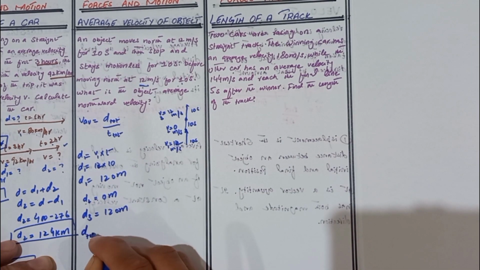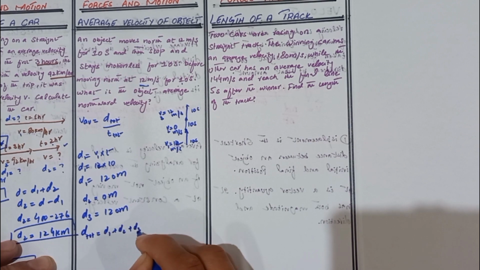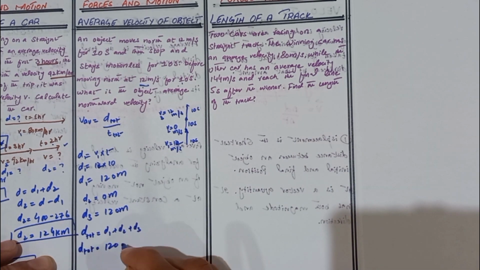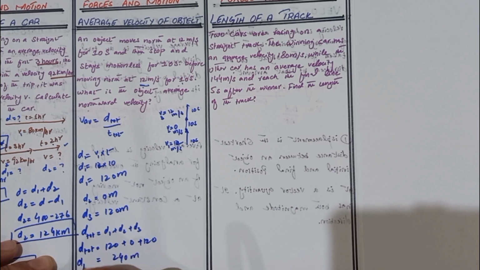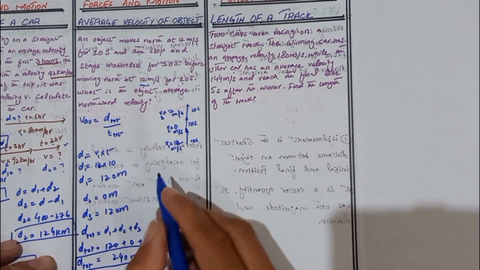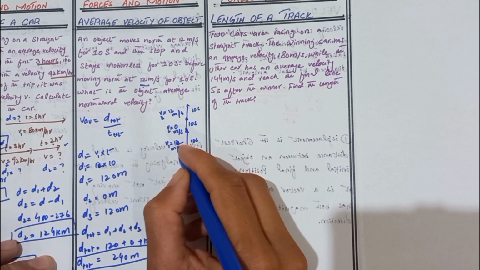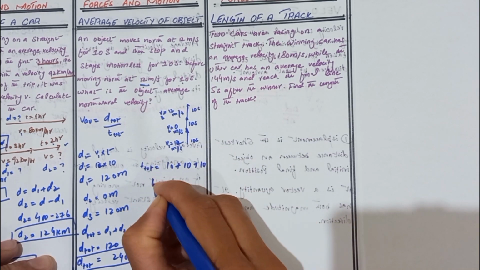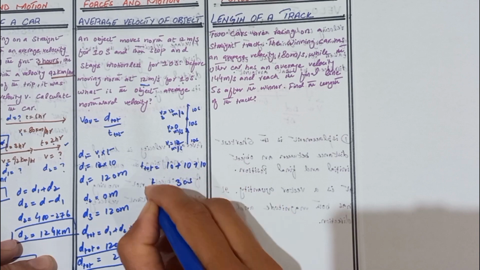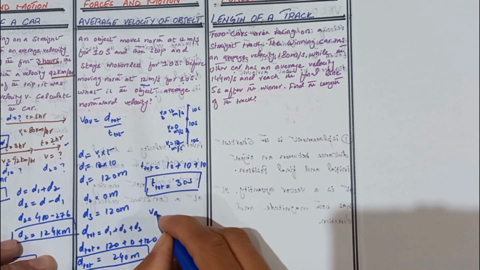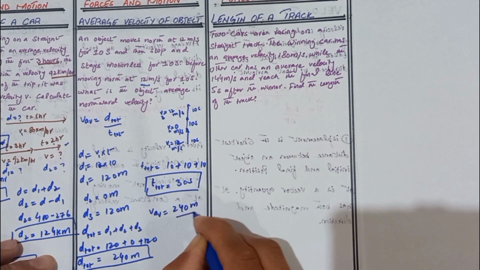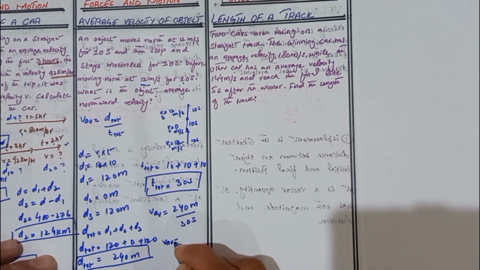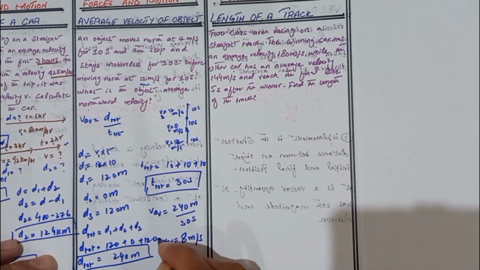So d total is equal to d1 plus d2 plus d3. So d total is equal to 120 plus 0 plus 120 that is equal to 240 meters. Now we calculate the total time that is equal to 10 seconds plus 10 seconds plus 10 seconds. So the total is equal to 30 seconds. Put in this formula. So average velocity is equal to 240 meters over 30 seconds. So average velocity is equal to 8 meters per second.